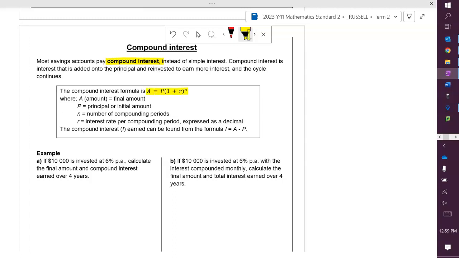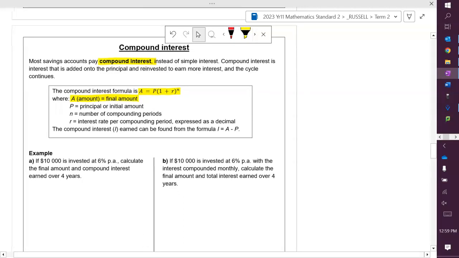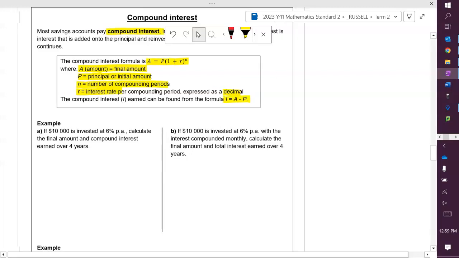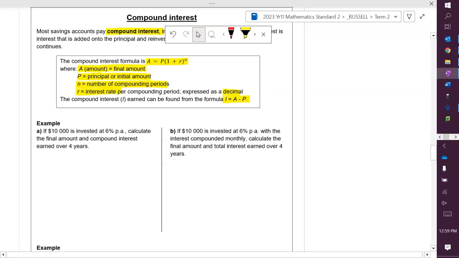So our formula is a little bit different. A, which is our final amount, P stays the same as our principal or initial amount, N is the number of compounding periods, and R is the interest rate, again as a decimal. The compound interest earned can be found by the formula I equals A minus P. So the interest that you've earned is the final amount minus the principal amount.